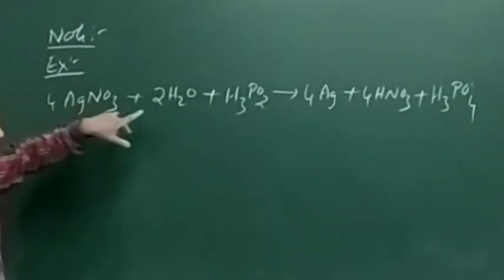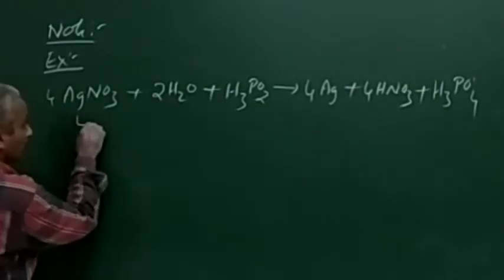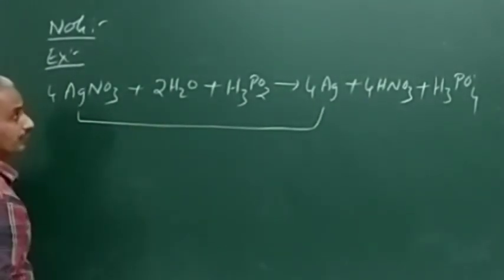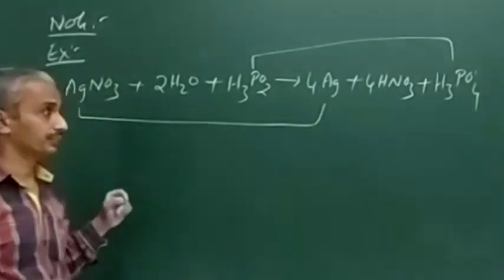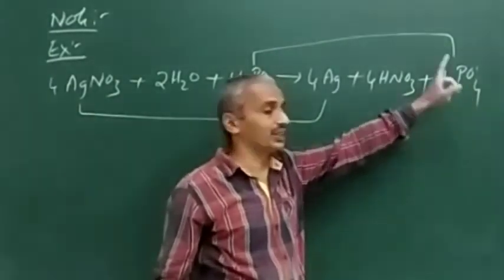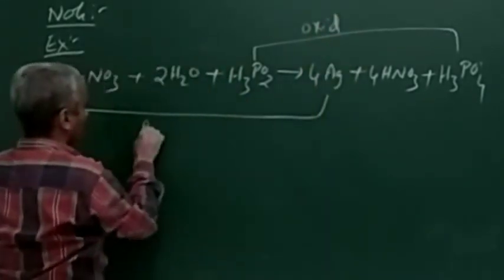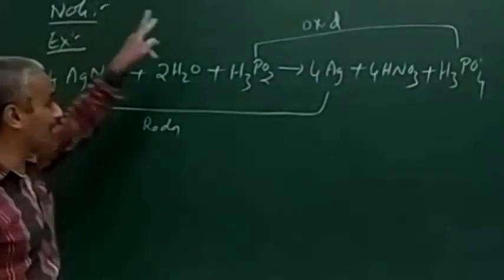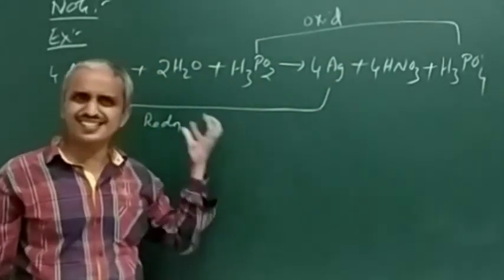When silver nitrate is treated with hypophosphorus acid, silver nitrate is reduced to silver, and this one is going to get oxidized also, because it is in the +1 state, here it is in the +5 state. So this is undergoing the oxidation, this is undergoing the reduction. Means hypophosphorus acid reduces silver nitrate into silver. Meantime, hypophosphorus acid gets oxidized. Means it is a redox reaction only.